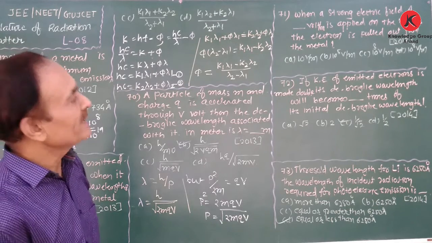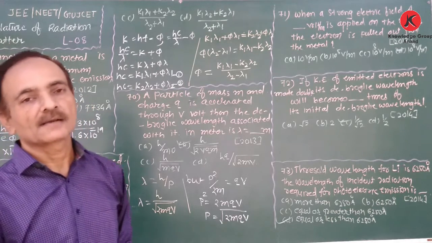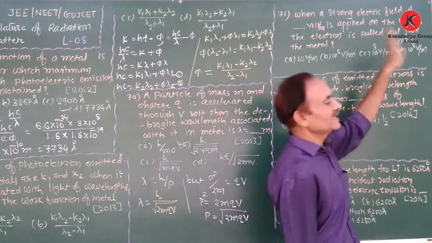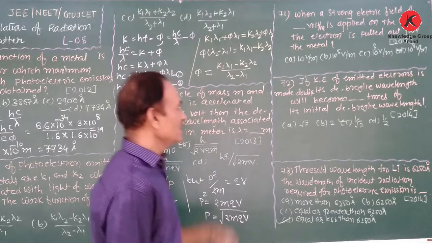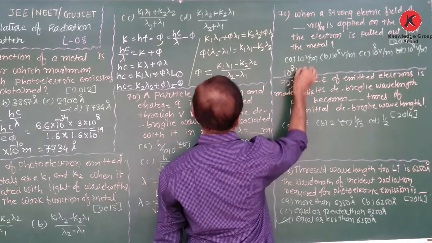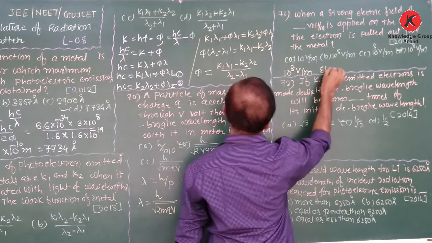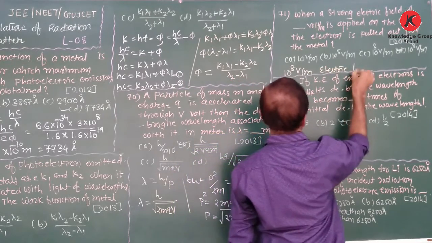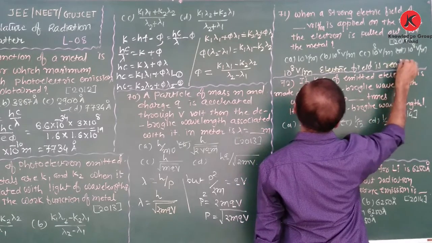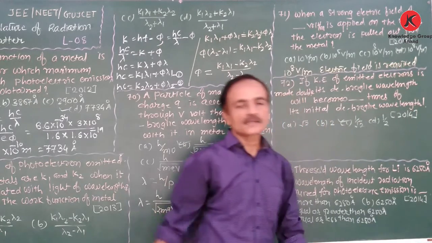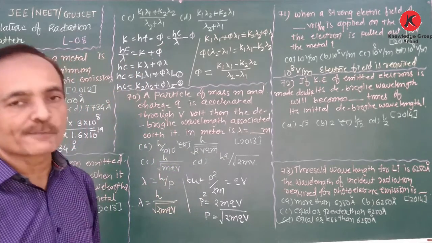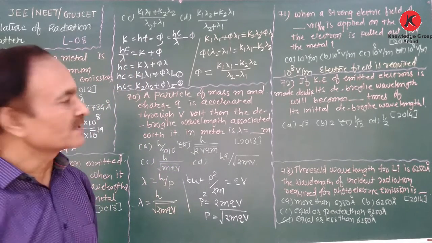So at that time, the minimum electric field required is 10^8 volt per meter. That is on the basis of the theory. Therefore, the answer is 10^8 volt per meter. Electric field is required. So that much strong electric field is sufficient to pull the electrons out of the given metal.